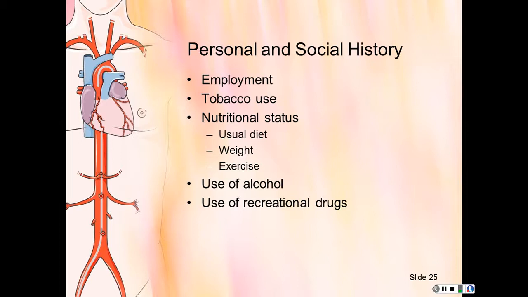Personal and social history, look for employment. Look for tobacco use, because this causes vasoconstriction, their nutritional status, their usual diet, weight, exercise, use of alcohol, and the use of any kind of recreational drugs. The things that really affect the vascular system on recreational drugs is cocaine is one of the worst. Also heroin, just because it has such acute vasoconstriction.